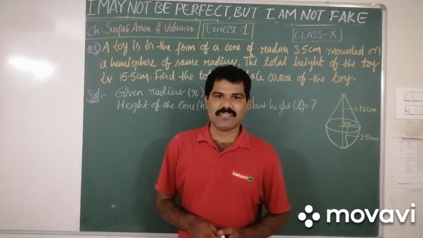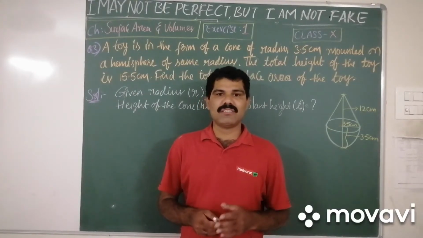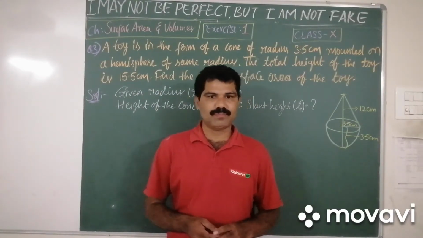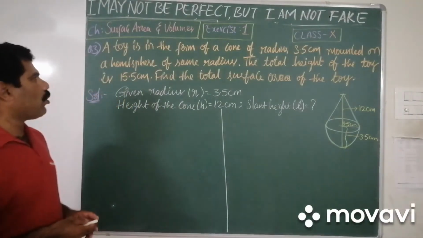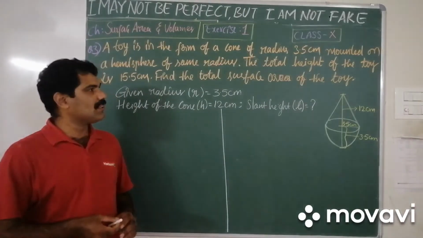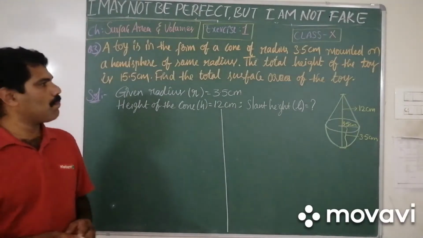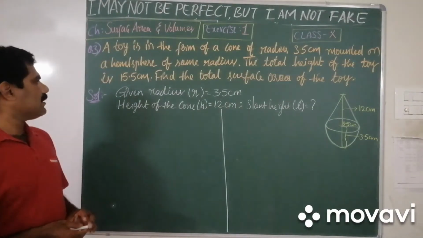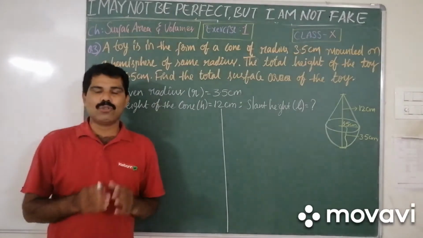Today I am going to discuss the third problem of exercise 1 from the chapter Surface Areas and Volumes. The question given here is, there is a toy in the form of a cone of radius 3.5 centimeters mounted on a hemisphere of the same radius. The total height of the toy is given as 15.5 centimeters and we have to find the total surface area of the toy.